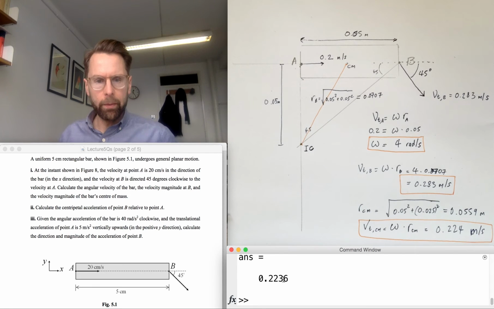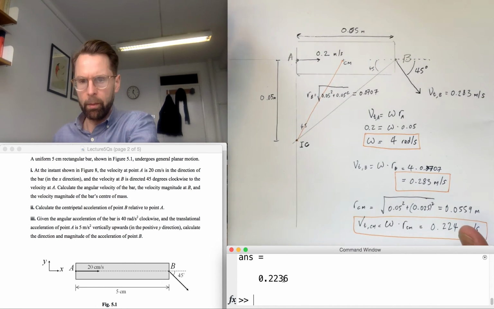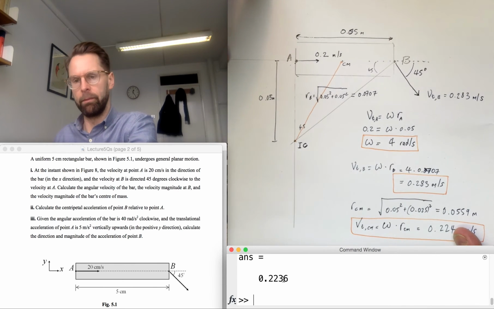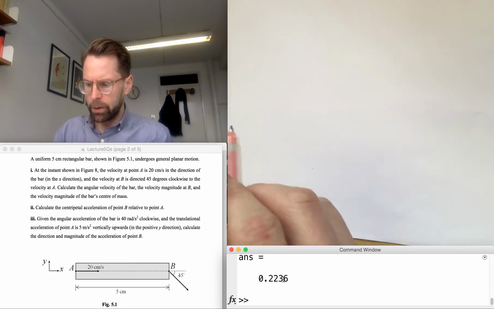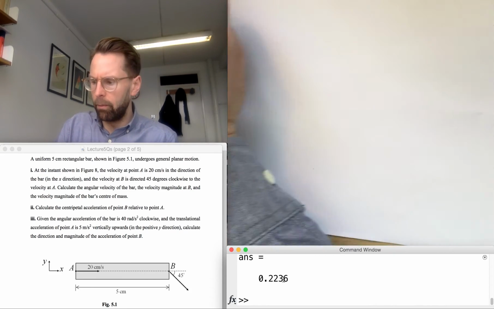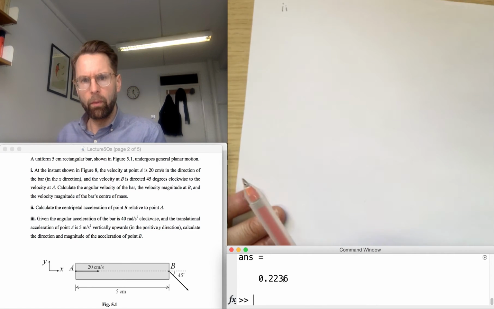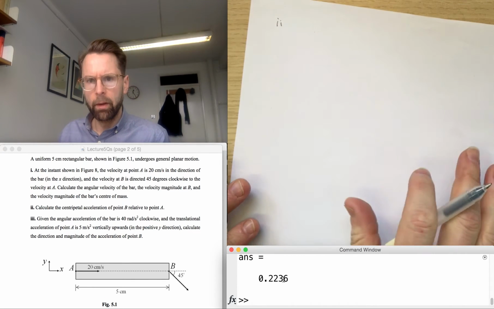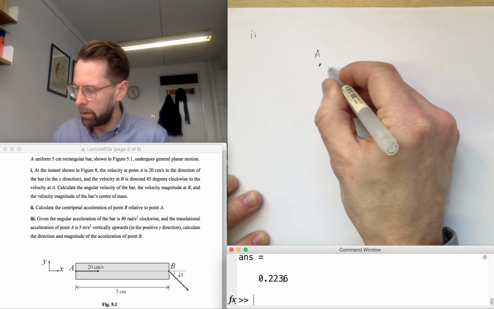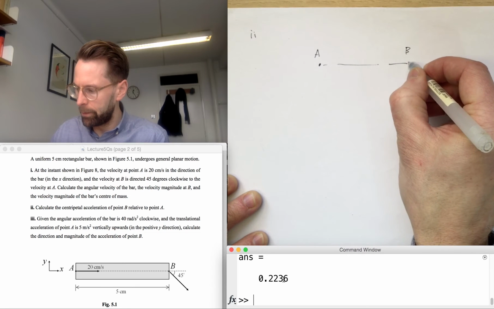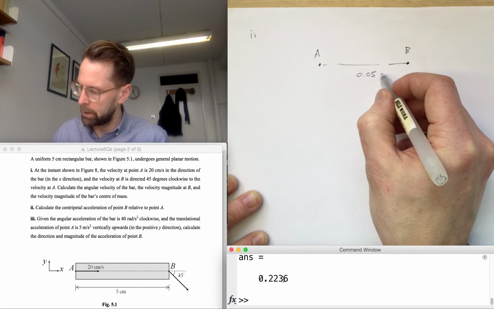Okay, so all we're going to have to remember from this, well, I might bring back that diagram later. Moving on to the second part now. I'm going to draw another little sketch. So we've got point A here to point B. This is a length 0.05, just to remind us.